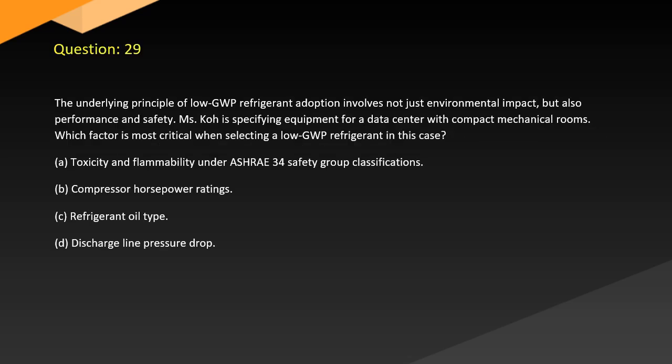Question 29. The underlying principle of low-GWP refrigerant adoption involves not just environmental impact, but also performance and safety. An engineer is specifying equipment for a data center with compact mechanical rooms. Which factor is most critical when selecting a low-GWP refrigerant in this case? A. Toxicity and flammability under ASHRAE 34 safety group classifications. B. Compressor horsepower ratings. C. Refrigerant oil type. D. Discharge line pressure drop.